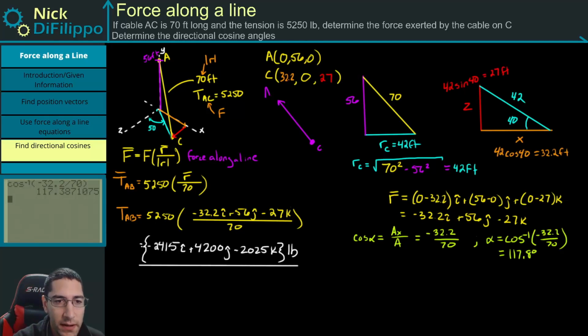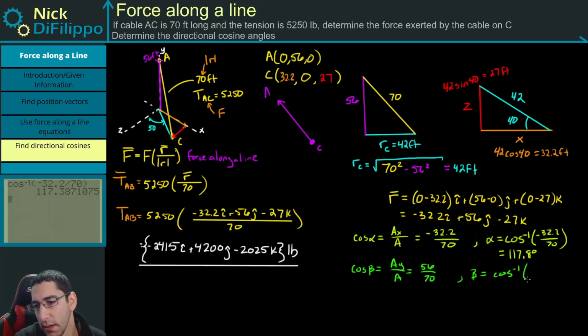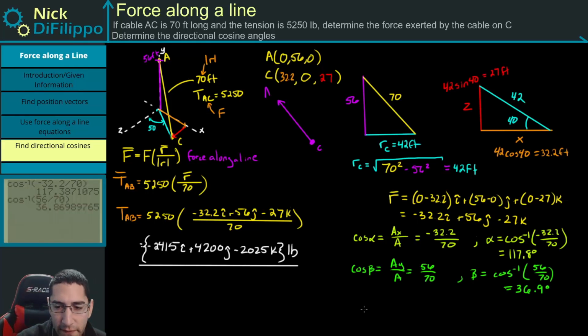Okay, we can do the same for beta. And the cosine of beta is equal to AY over A. And so we use this part of the equation. So this is going to be equal to 56 over 70. So beta is equal to the inverse cosine of 56 over 70. We get 36.9 degrees.